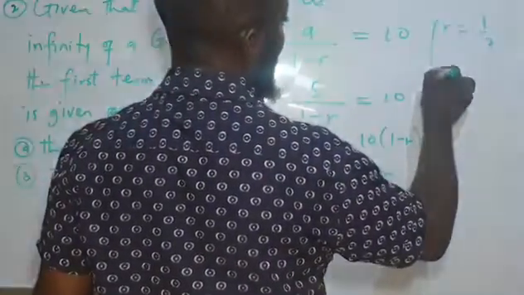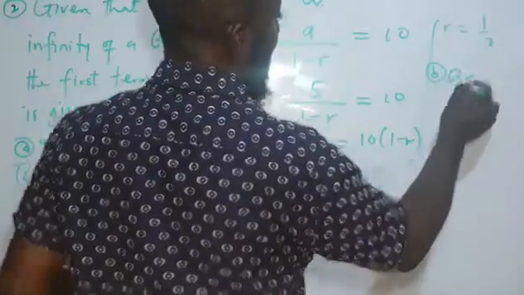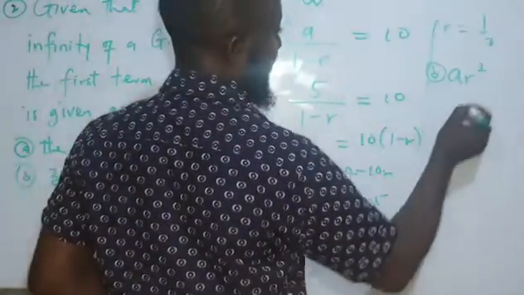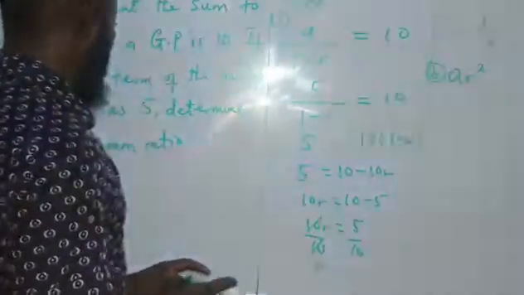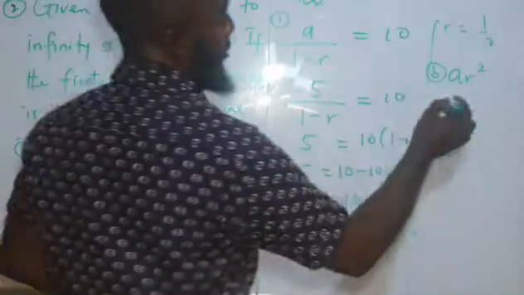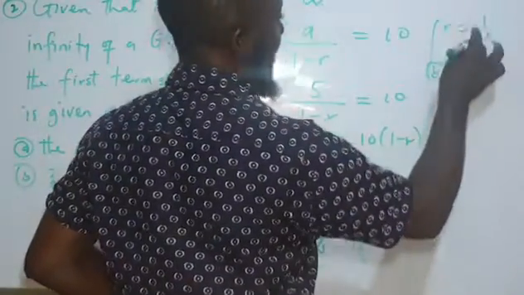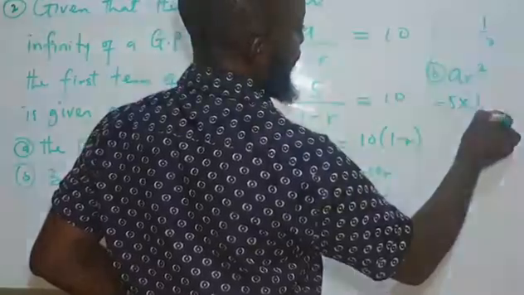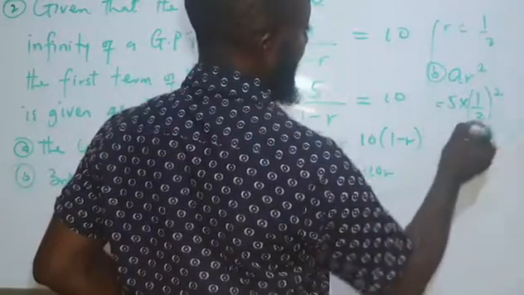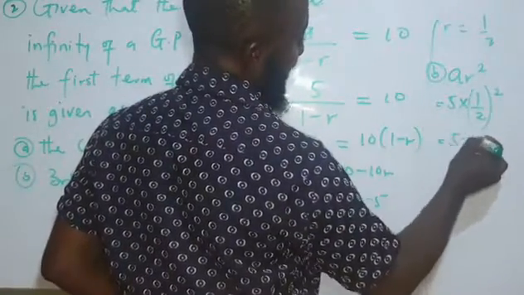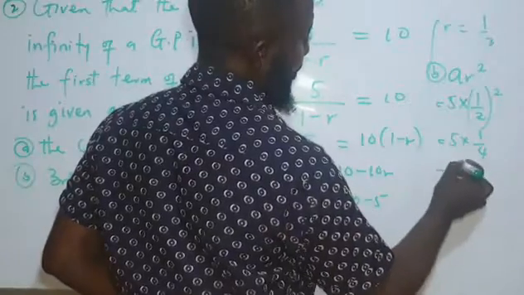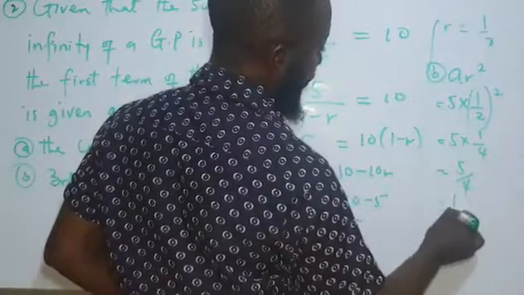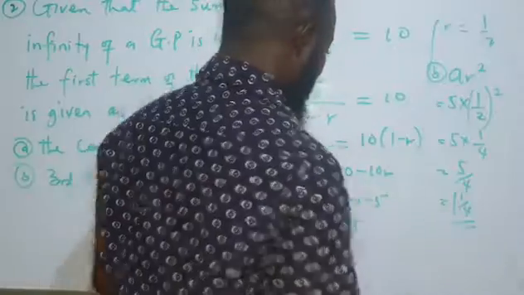Then find the third term. So the third term of a GP is ar squared. We've known the value of a to be 5. That will be 5 times r squared, 1 all over 2 squared. That is 5 times 1 all over 4, which is 5 all over 4. That is one whole number, 1 all over 4.